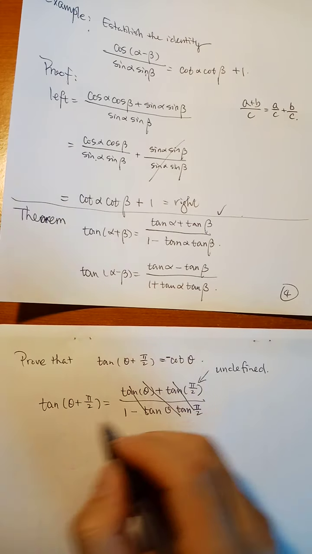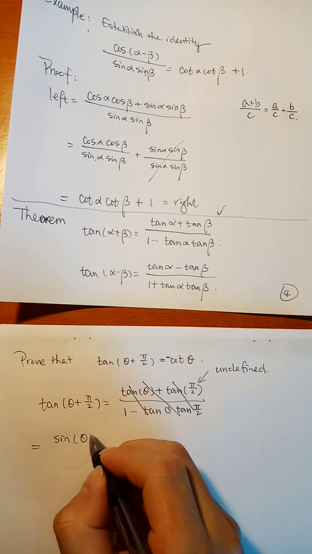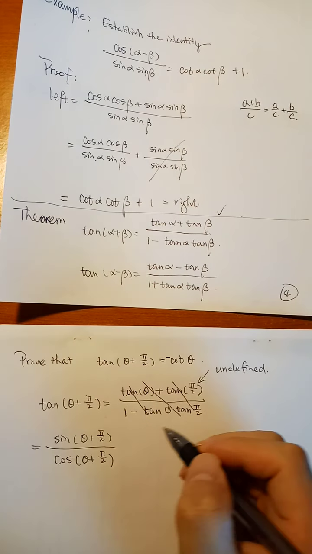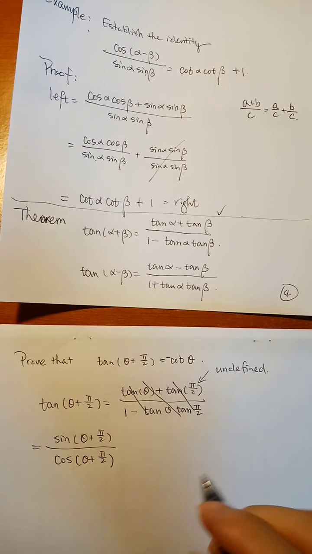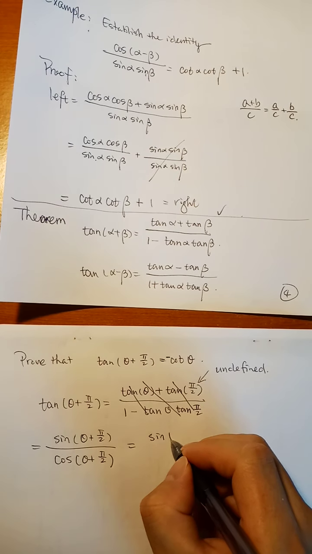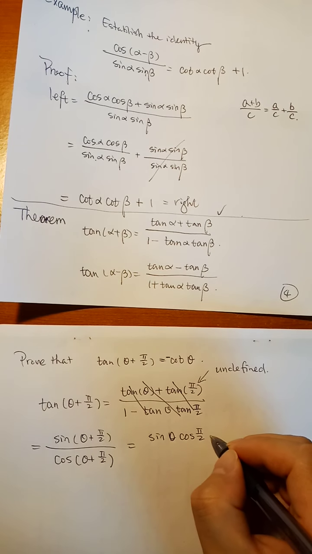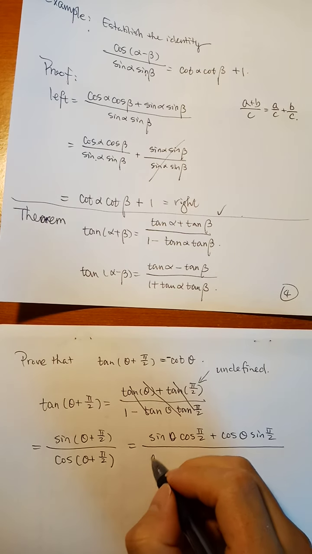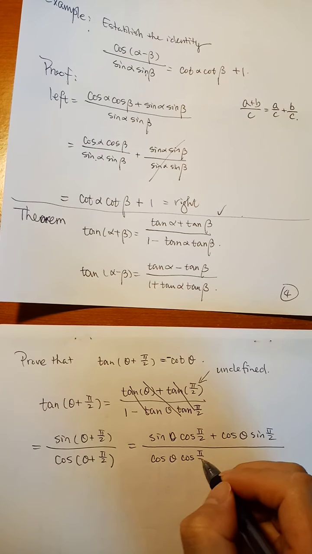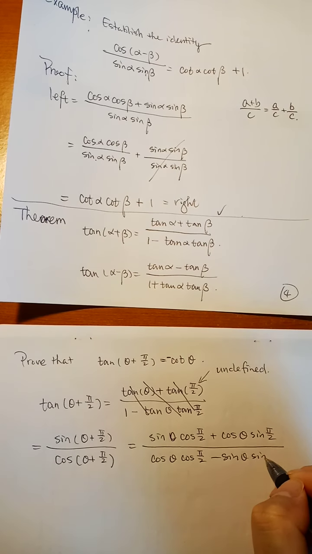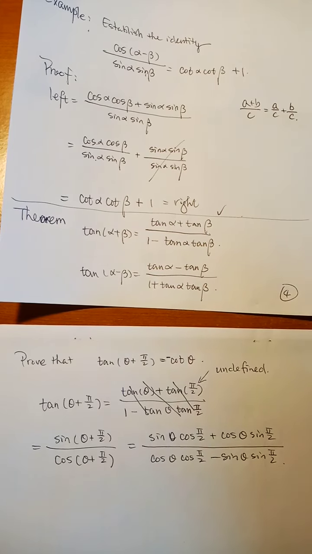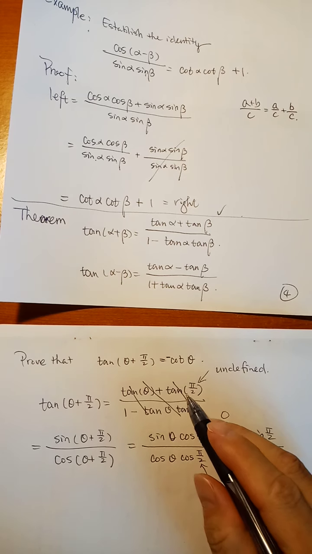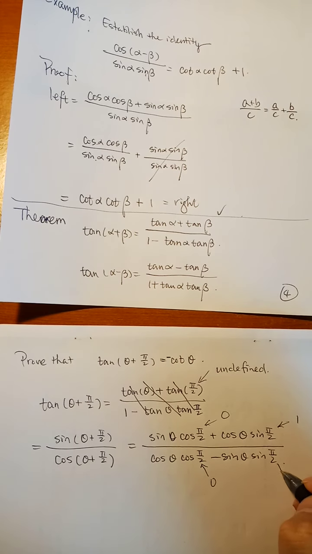Instead of using the formula directly, we are going to write it as sine and cosine, because sine and cosine are defined at any point. Sine is sine theta cosine pi over 2 plus cosine theta sine pi over 2. Cosine is cosine theta cosine pi over 2 minus sine theta sine pi over 2. Well, let's see. Cosine pi over 2 is 0. That's the reason tangent is undefined. Sine pi over 2 is 1.